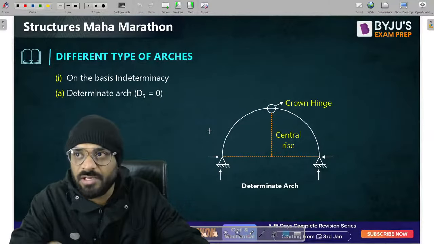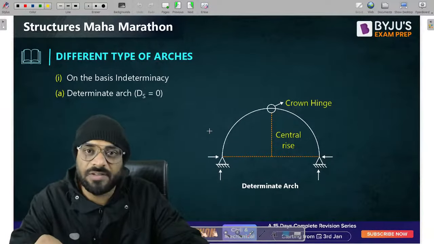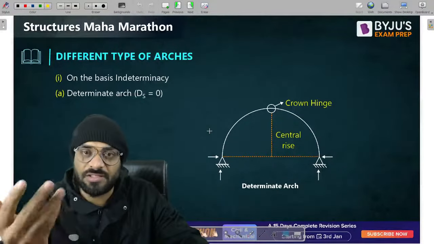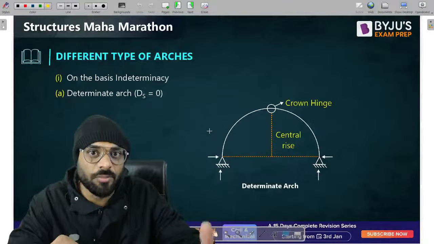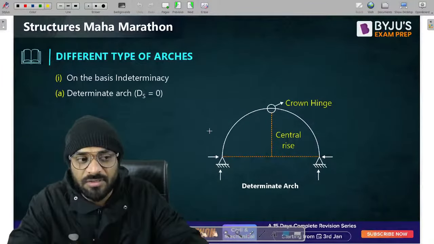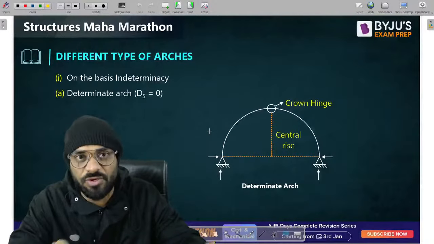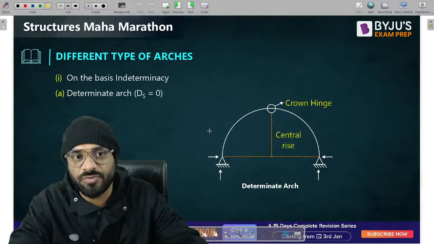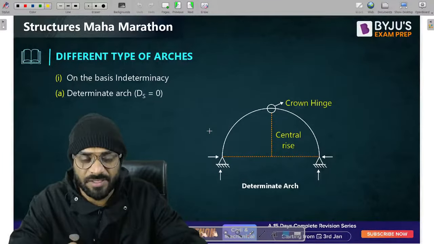Like if you have length L, and let us suppose a UDL is there, the moment is WL square by 8. So if your length is higher, then definitely the moment will be higher, and if the moment is higher, more material is required. But in case of an arch, what will happen? We may have a lesser moment for the same span and the same loading condition, and that is the reason we prefer arches as compared to beams. That is the main thing.